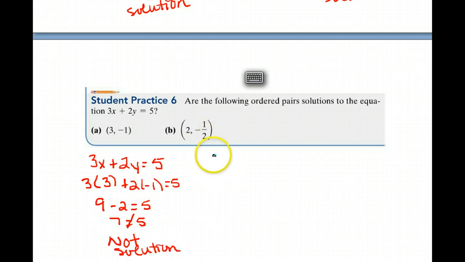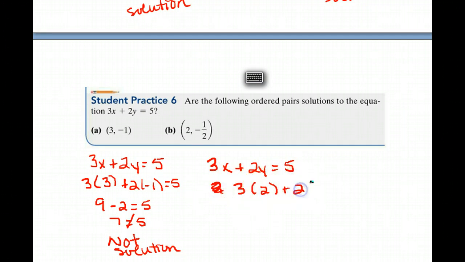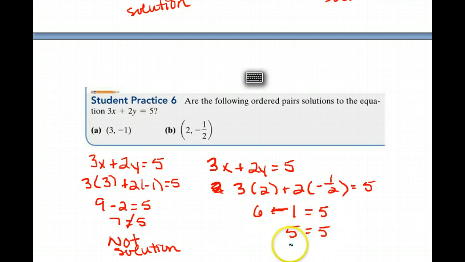For part B, we are working with the same equation, 3x plus 2y equals 5. So we're going to plug in 3 times 2 plus 2 times negative 1/2 equals 5. 3 times 2 makes 6. 2 times negative 1/2 makes negative 1. 6 minus 1 is 5. So 5 equals 5. That is a true mathematical sentence. So we can say that yes, that is a solution.